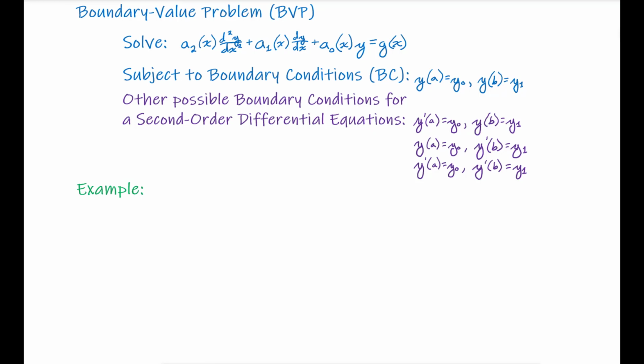The most common, the first one we talked about, was y of a and y of b, knowing what those are. Other possibilities are that we know the first derivative of y at a is y naught, and we know that y of b is y1. Or instead we might know y of a is y naught, and the first derivative of y at b is y1. Or we might know the first derivative at both of those points, a and b, and we would use those values, y naught and y1, as our boundary conditions.